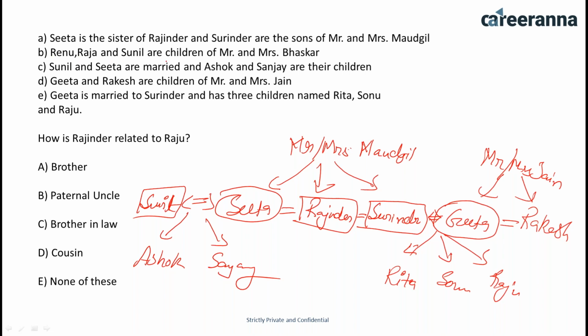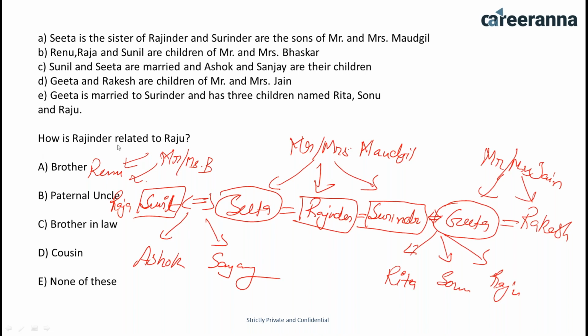And we are left with one. Renu, Raj and Sunil are the children of Mr. and Mrs. Bhaskar. And here is Sunil. So Mr. and Mrs. Bhaskar also have 3 children, that is Renu, Raj and Sunil. Okay, so this is how this graph is going to be. Now by this you have to find out the answer.